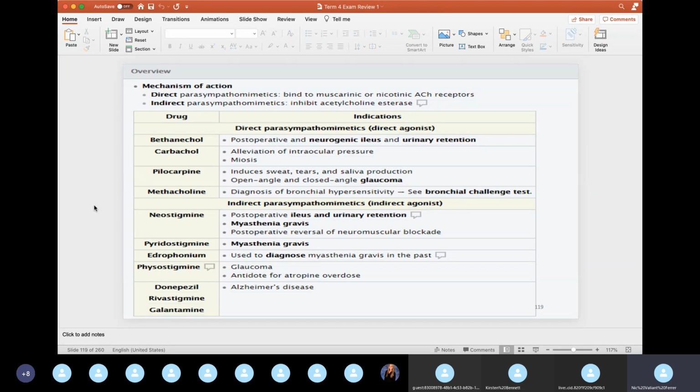Carbachol, it is for alleviation of intraocular pressure or miosis. Carbachol is special from the rest of your direct parasympathetics because they act on what receptor? Muscarinic and nicotinic. Excellent. So they act on both muscarinic and nicotinic receptors. Where can you find nicotinic receptors? Presynaptic. Presynaptic, where else? Adrenal gland, right? Which is faster, nicotinic receptors or muscarinic receptors? Nicotinic. Why?